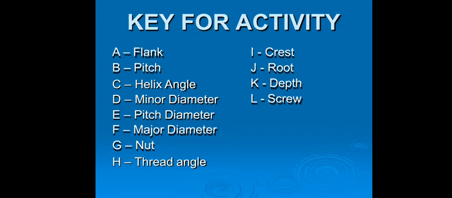A is flank, B is pitch, C is helix angle, D is minor diameter, E is pitch diameter, F is major diameter, G is nut, H is thread angle, I is crest, J is root, K is depth, and L is screw. These are very important terminologies you have to remember yourself when you are working on threading.